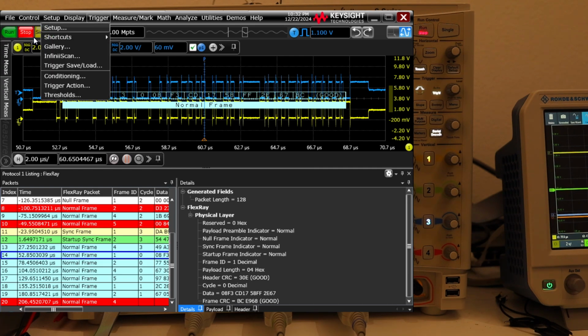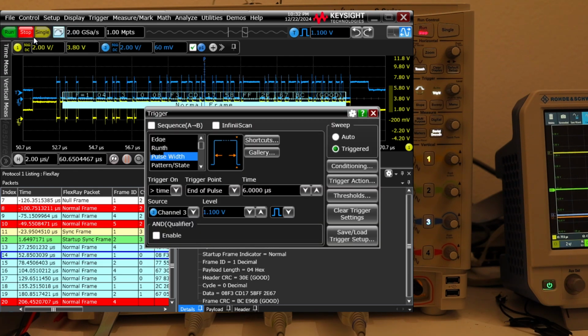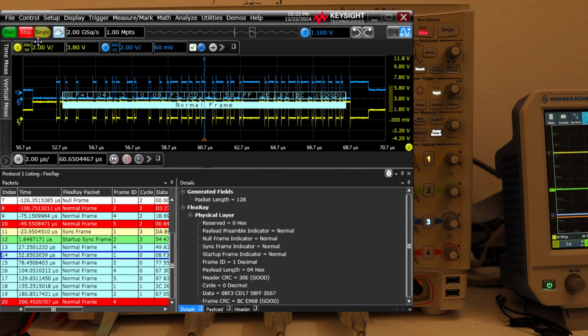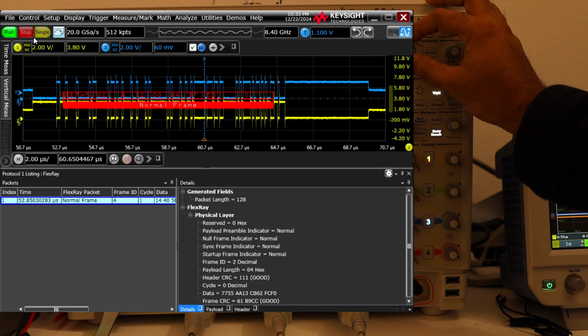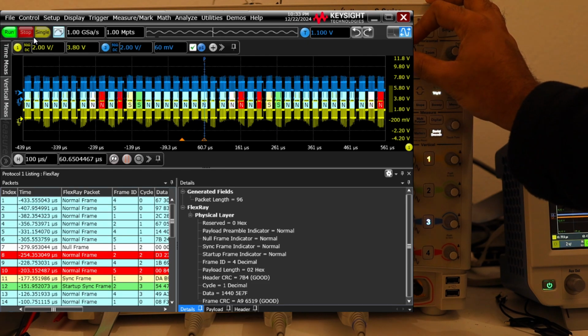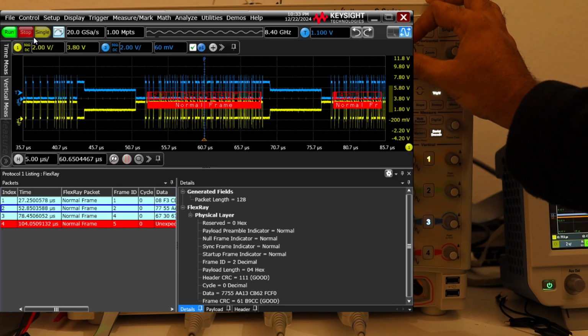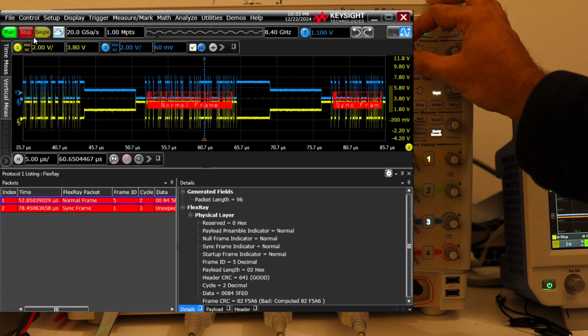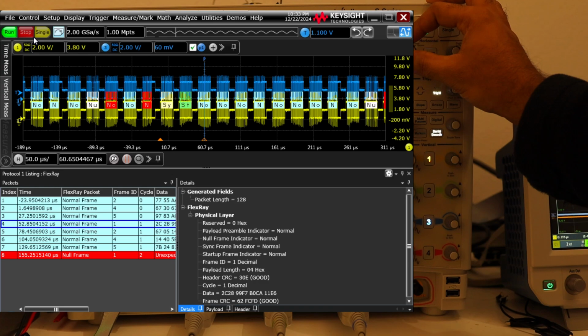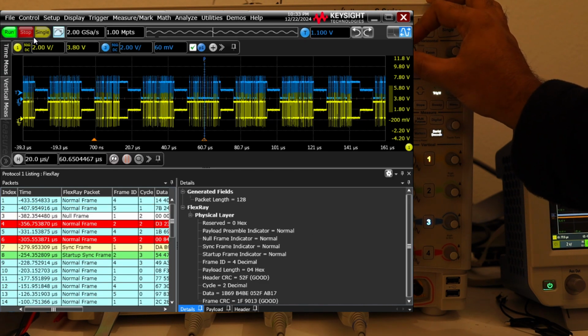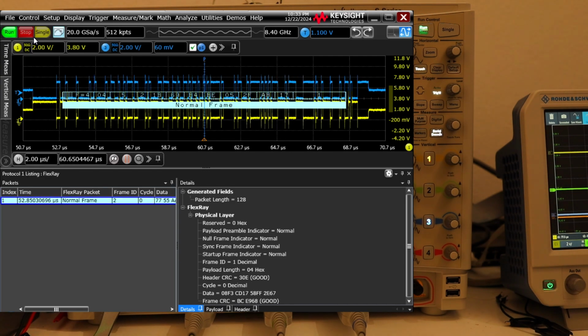If you want, I can show you what triggers are available for the FlexRay protocol: cycle TSS, any TSS. I do not know what that means. Let's let it run and we'll find out. Okay, so let it run. Is it triggering stably? I would say it triggers somewhat stably. Sync frame, normal frame. I do not really understand FlexRay, so I cannot tell you what is right or what is wrong. But it's just to show you a demonstration that this also exists.